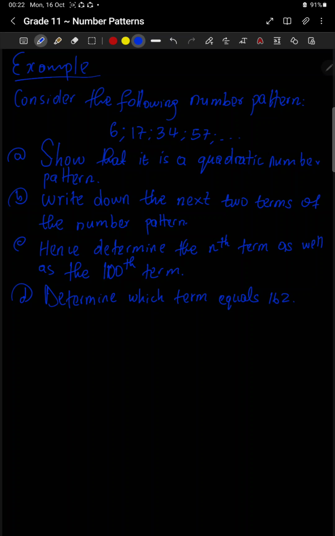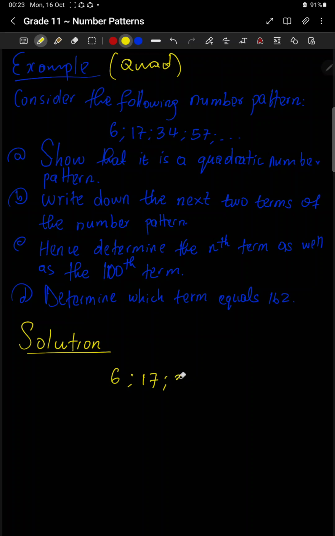Now let's look at this example. This example over here is for a quadratic. Okay. Now in this example over here, we are given that we've got 6, 17, 34, and we've got 57, and so on. Now, in the first question, they say, show that it is a quadratic number pattern. We need to show that.